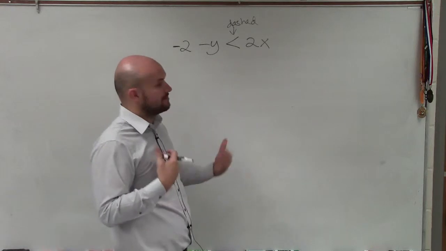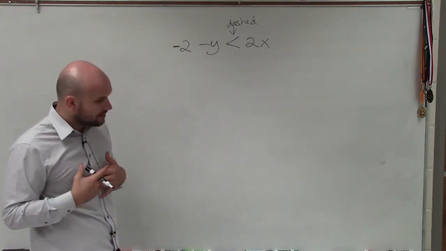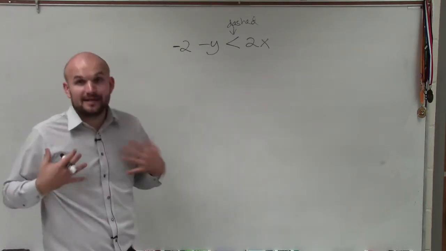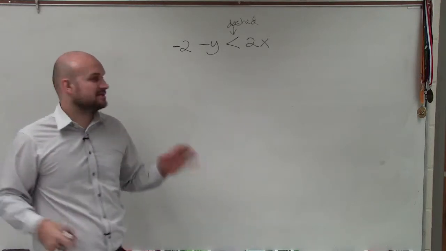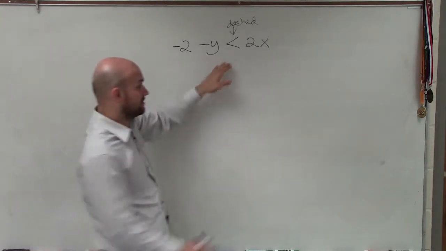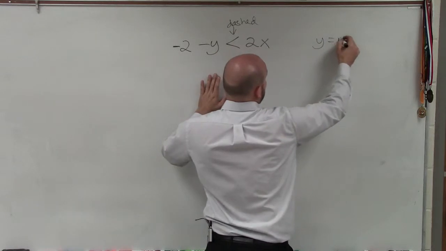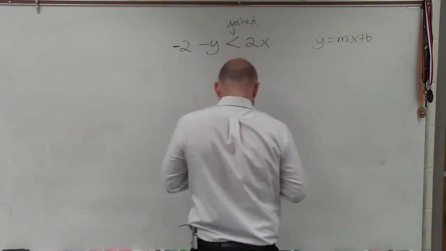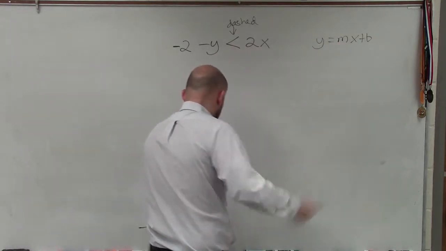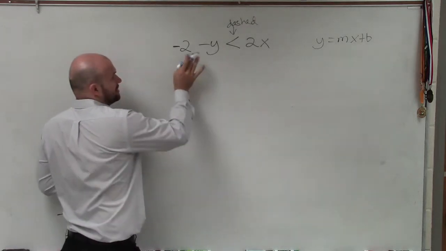The next thing I want to do is I want to be able to graph this. And the easiest way that I prefer to graph is when it's in slope-intercept form. Well, this equation is not in slope-intercept form as it is right now, so I need to rewrite it in slope-intercept form.